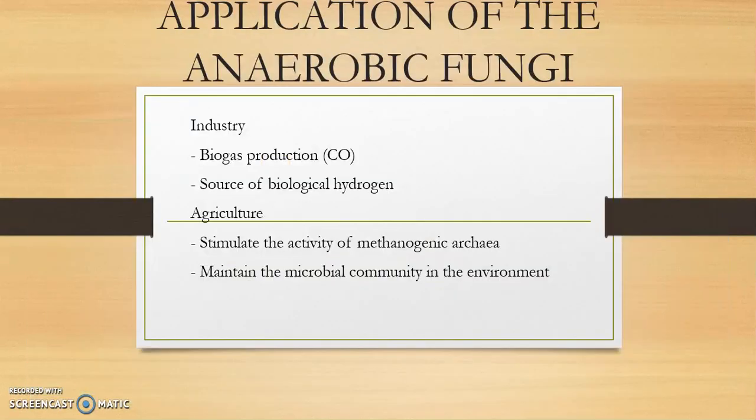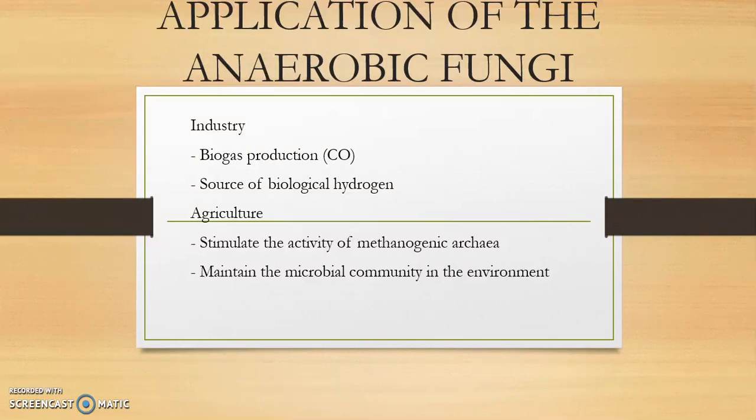Okay, so next I will explain the application of the anaerobic fungi. First, in industry, it is beneficial in biogas production as it produces methane. Next is as a source of biological hydrogen. As in agriculture, anaerobic fungi can stimulate the activity of the methanogenic archaea, as in the rumen archaea are also present, and these anaerobic fungi can activate the methanogenic archaea activities to produce methane.